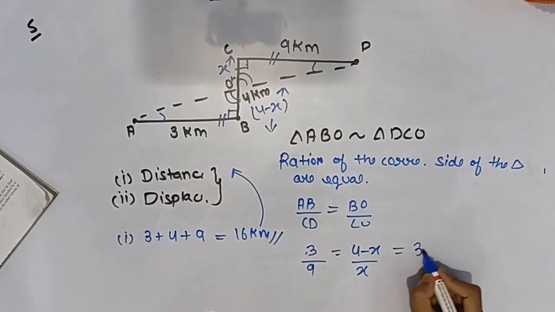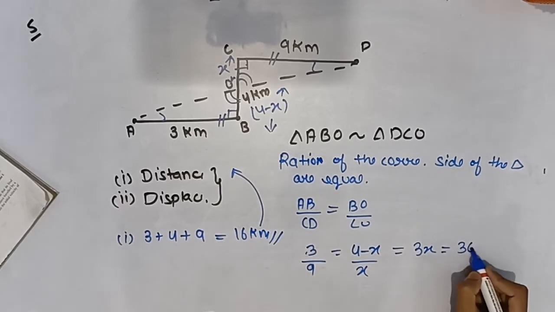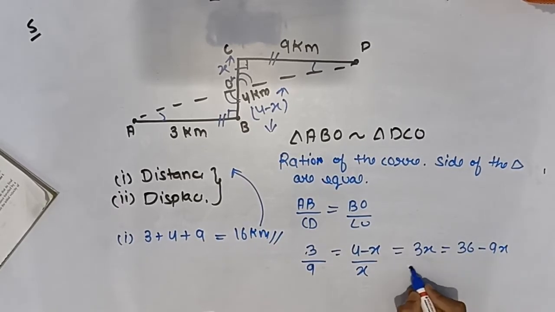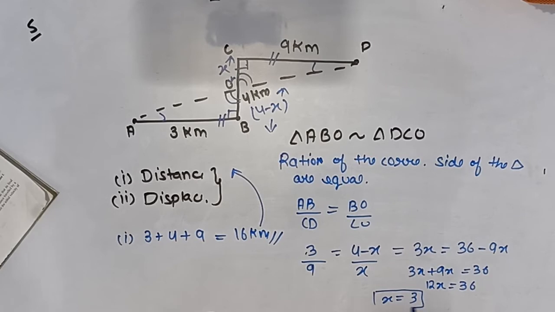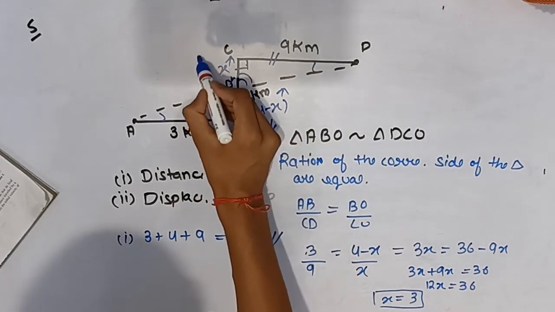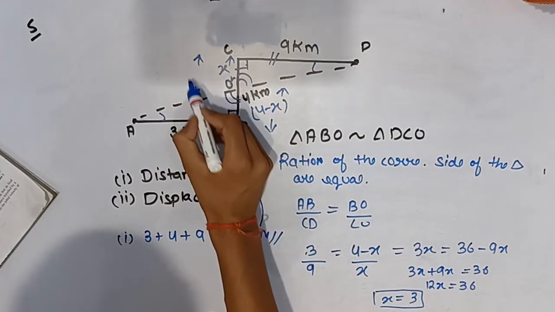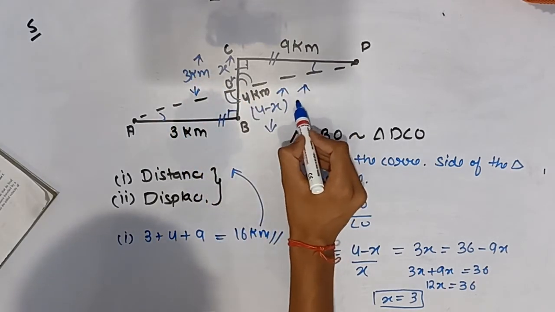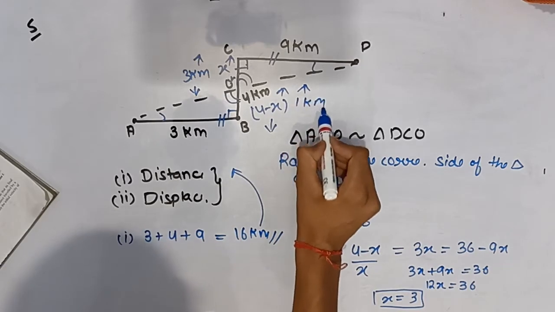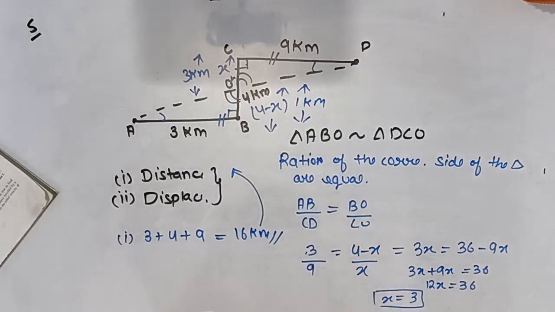We will get 3x equals 36 minus 9x. The 9x will come here, so 3x plus 9x equals 36. 12x equals 36, so x value we get as 3. Means to say that this one length will be 3 kilometer and this one length will be 1 kilometer. Very simple. So now I will explain you how to do more, friends.